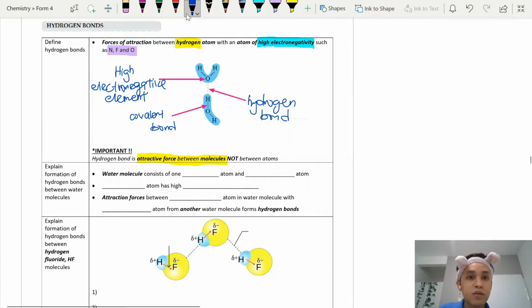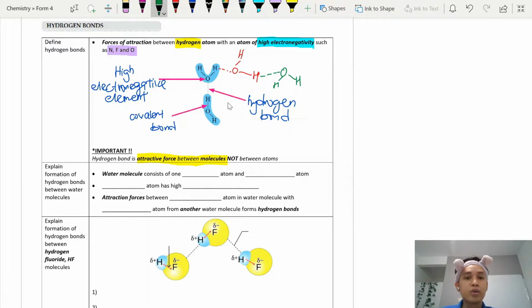If I were to draw another water molecule, it will be like this. Let's say I have oxygen, H and H. Normally this will be the hydrogen bonds right here. If you want to draw another one, you can draw a lot. Let's say I draw another one here. It doesn't matter how. Just remember that the attractive force is always between highly electronegative elements and the hydrogen atom. But it must be between different molecules, not the same molecule. Inside the molecule is what we call covalent bond.